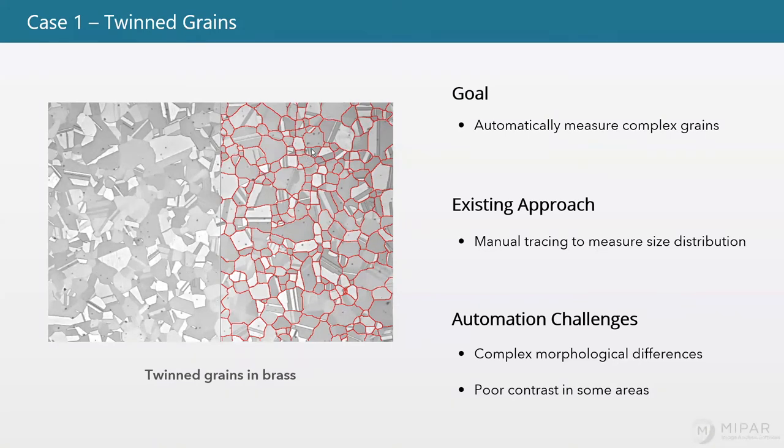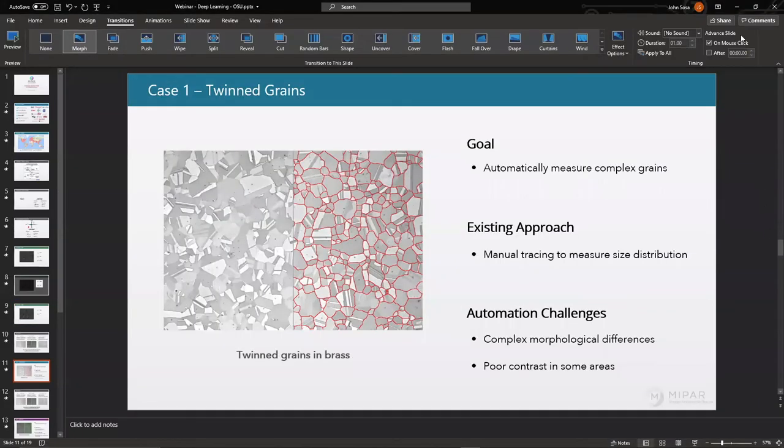The other thing I should mention is that all three of these cases that I'm going to show you use a slightly different approach to generating the manual annotations. And that's another reason why they were each chosen. In this case, we have tracings that were already available from historical work. So you're able to take those, import them in, train on them immediately, and get a result. So let's take a look. Let's go back out into the software.